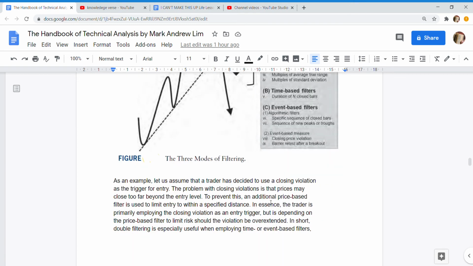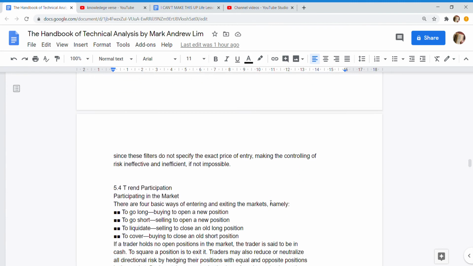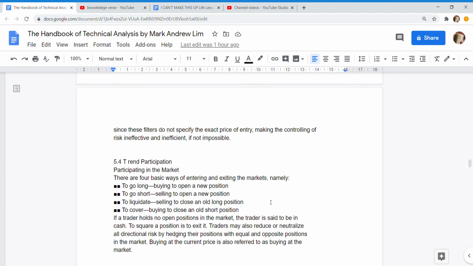The problem with closing violations is that prices may close too far beyond the entry level. To prevent this, an additional price-based filter is used to limit entry to within a specified distance. In essence, the trader is primarily employing the closing violation as an entry trigger, but is depending on the price-based filter to limit risk should the violation be overextended. In short, double filtering is especially useful when employing time or event-based filters, since these filters do not specify the exact price of entry, making the controlling of risk ineffective and inefficient, if not impossible.